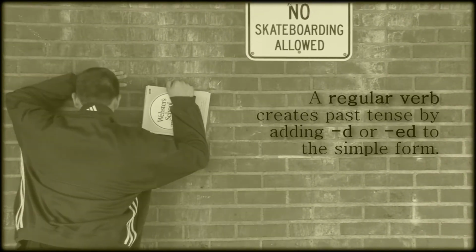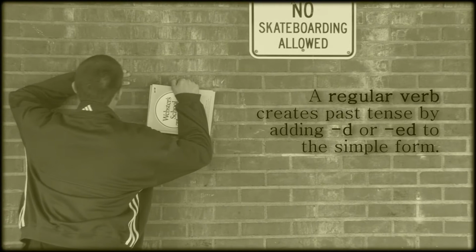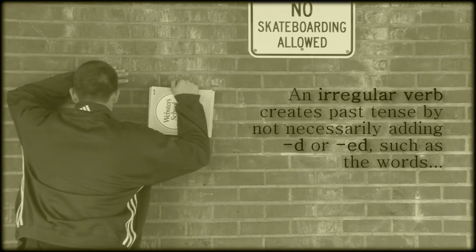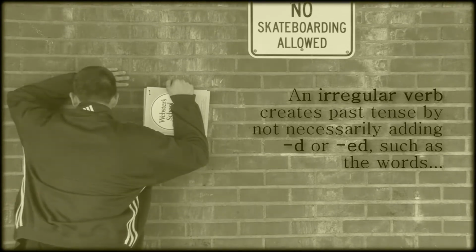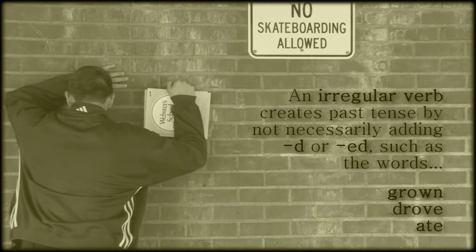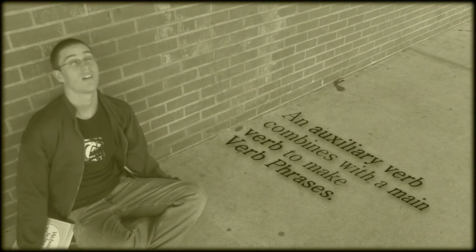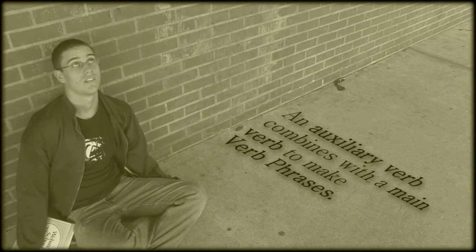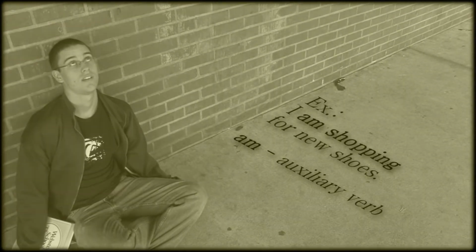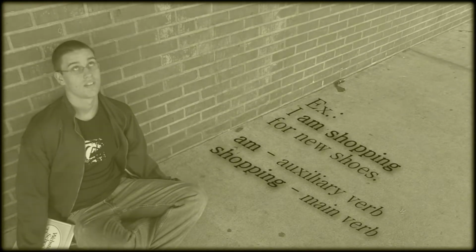A regular verb creates past tense by adding d or ed to the simple form. An irregular verb creates past tense by not necessarily adding d or ed, such as the words grown, drove, ate, or many others. An auxiliary verb combines with a main verb to make verb phrases. I am shopping for new shoes. Am being the auxiliary verb, and shopping being the main verb.